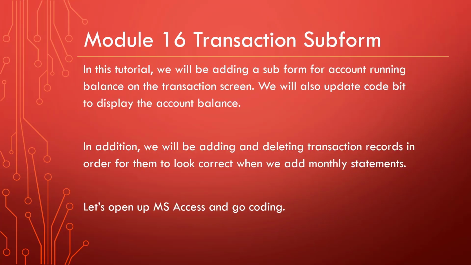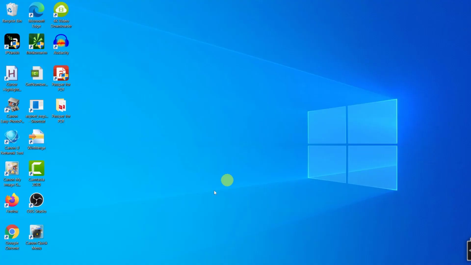In this tutorial, we will be adding a subform for account running balance on the transaction screen. We will also update code bits to display the account balance. In addition, we will be adding and deleting transaction records in order for them to look correct when we add monthly statements. Let's go coding.